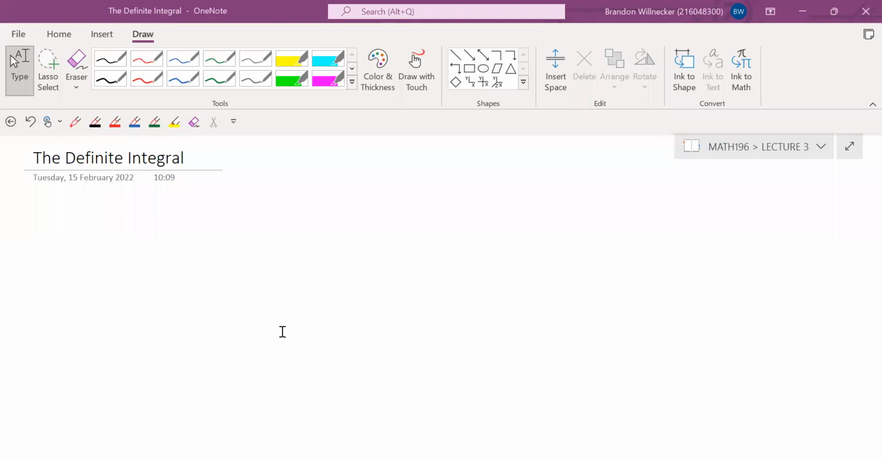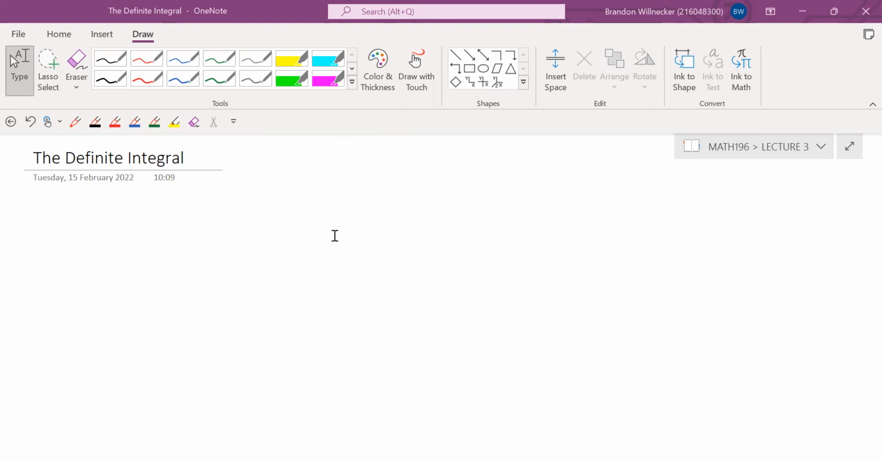Hi, everyone. So today we're going to be going through the definite integral and some of its properties. This lecture is going to be a bit more technical than the last one. So if you do have any questions, please ask them at the end of the lecture.